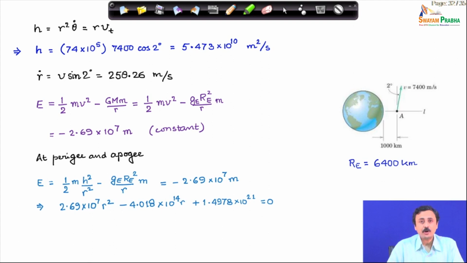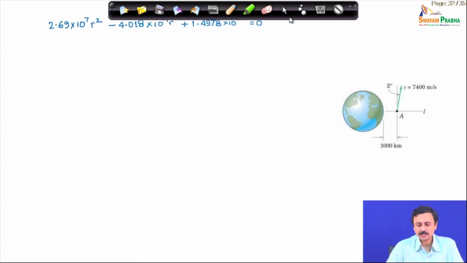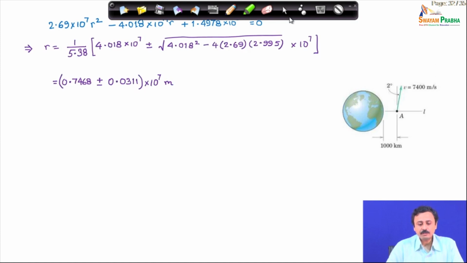Here R stands for the radial distance or the radial coordinate of the perigee and the apogee. Why are we getting a quadratic equation? And this should have real solutions, because it is an ellipse. Therefore, at perigee and apogee the values of R actually represent the R min and R max. If you solve this quadratic equation, it will have two real solutions, and you will get the R min and R max. This is what is expected.